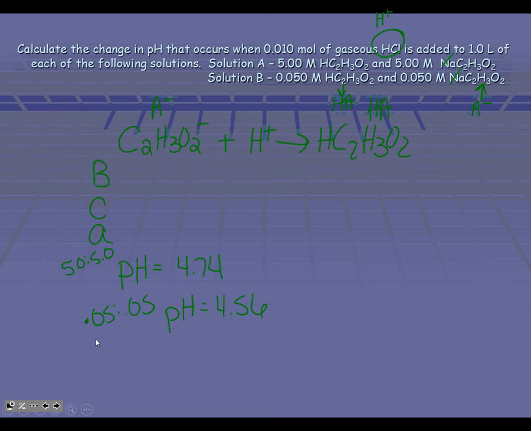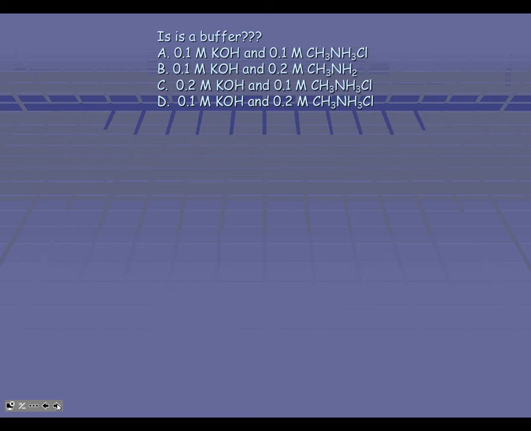So the last type of problem I want to show you how to do is "is it a buffer?" Because this is a common problem that you'll see, and it's a common mistake you guys make with this: you just look at it and say, oh, I see HA, I see A minus, it's a buffer. Well, you've got to consider the chemistry. If you notice on this problem, each one of these has a strong base. Strong bases can't ever be a part of the buffer.